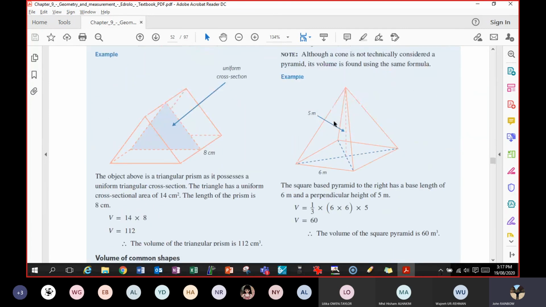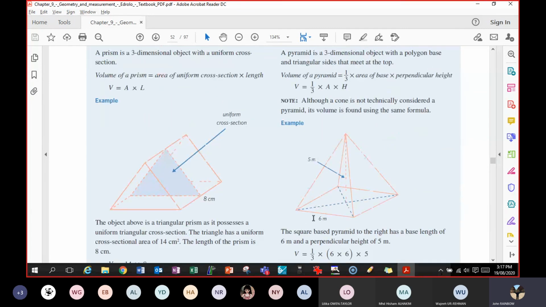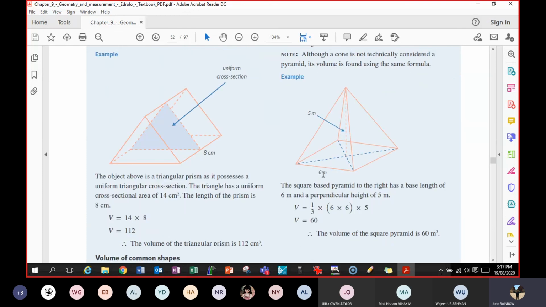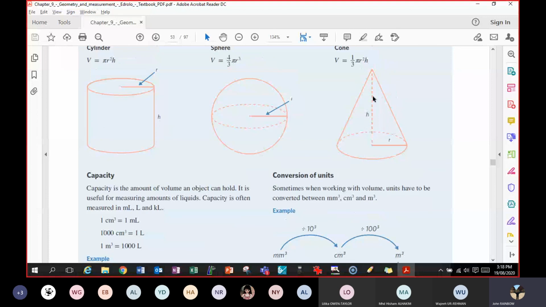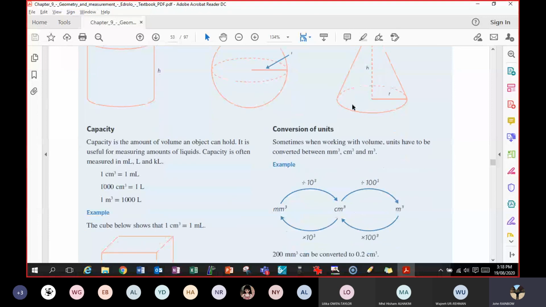Similarly, when you're looking at this one, because this is square based, it's going to be 6 by 6 by 5. Area of the cross section by the height, but then it's a third, because 3 of those will fit in there. So the volume of a pyramid is a third by the area of the base by the perpendicular height. You take the area of the base, multiply by its height, and then multiply by a third because it takes up only a third of it. Same thing here: area of the base, multiplied by the height, pi r squared by height by a third.